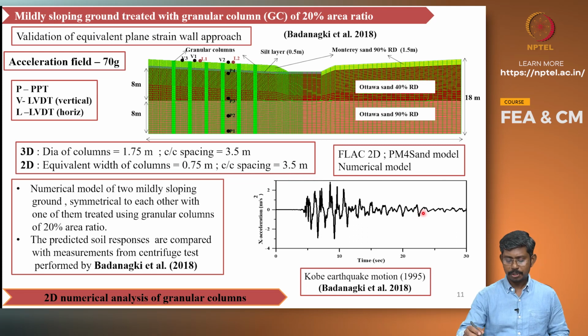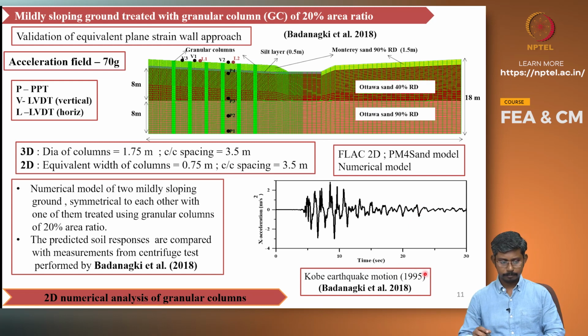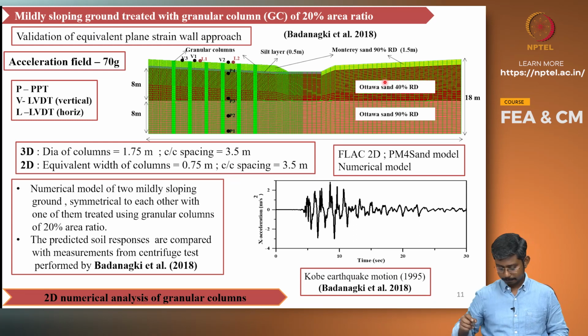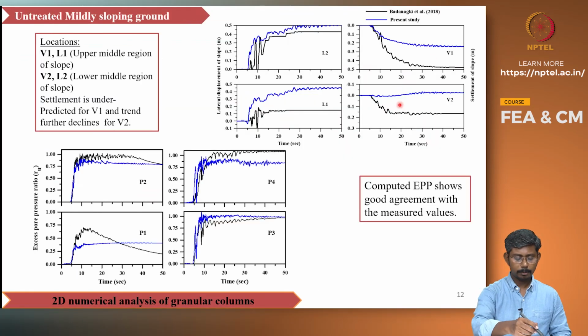The input motion that is used is the Kobe motion to simulate the earthquake loading. And here it can be seen the location of the instrumented locations, where P refers to pore pressure transducers, V corresponds to the settlement, and L corresponds to the lateral deformation of soil. First, for the untreated case, the responses are plotted here.